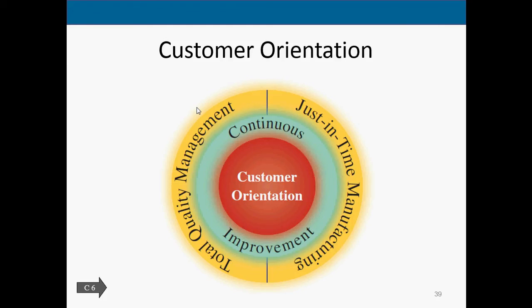So around customer orientation is the theory of continuous improvement, and continuous improvement is really kind of the philosophy that good enough is never good enough. And if good enough is never good enough, you will continually improve. You will strive to continually improve. And that's to keep your customer happy. Our customers are expecting us to continually improve what we do. Total quality management, we'll talk a little bit more about in just a second, as well as just-in-time manufacturing.